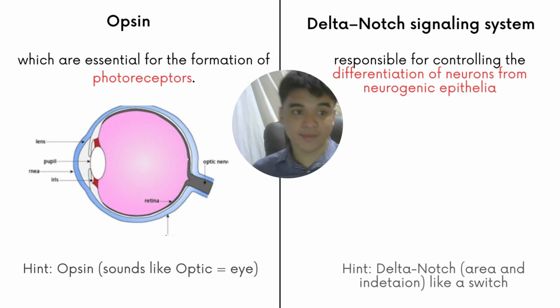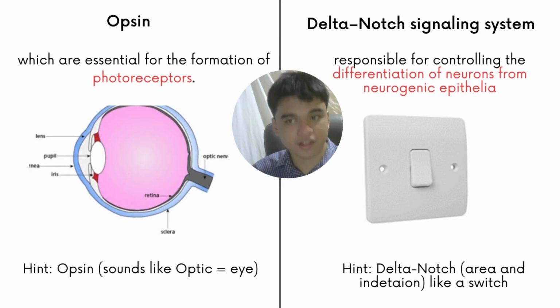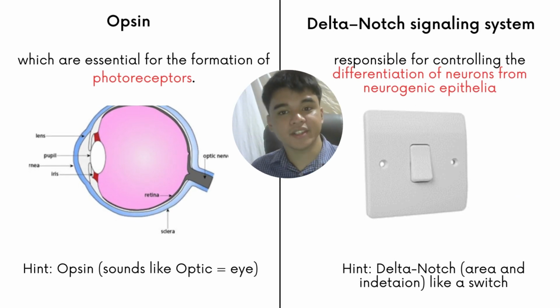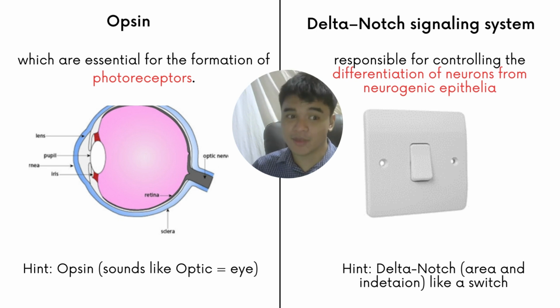And now we have a few more genes besides MyoD. We have opsin and the delta notch signaling system. Opsin is needed for photoreceptors, so opsin sounds like optic, which is eye. And delta notch signaling is like delta, which is area and military, and notch is like a small notch, like a switch that can change spots, which is needed for making neurons from your epithelium, like connecting neurons with the switch.